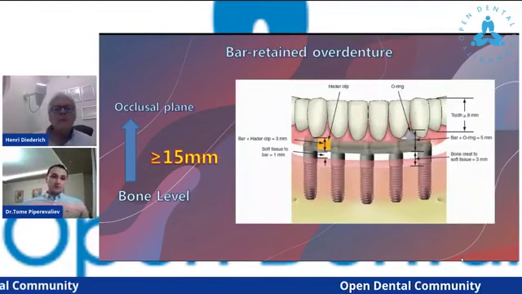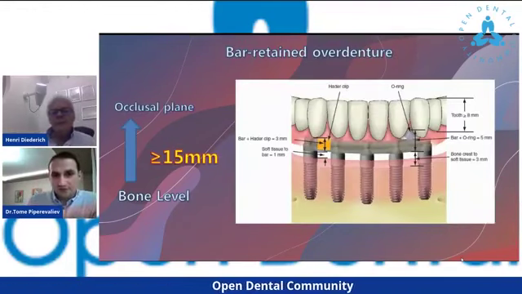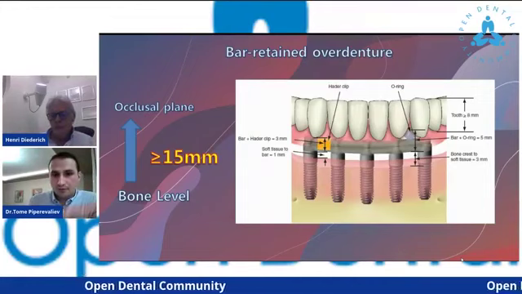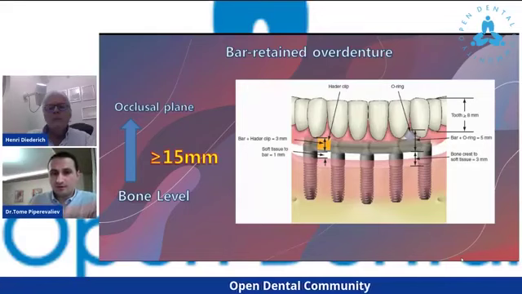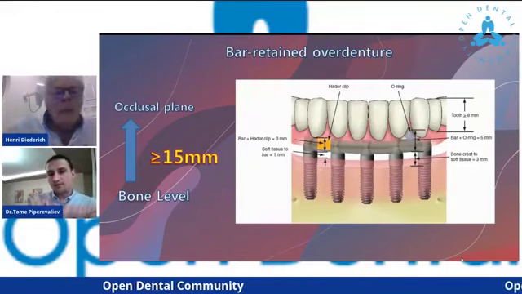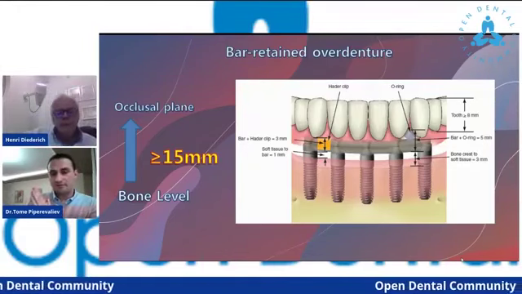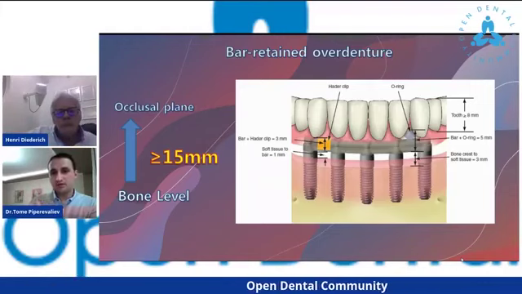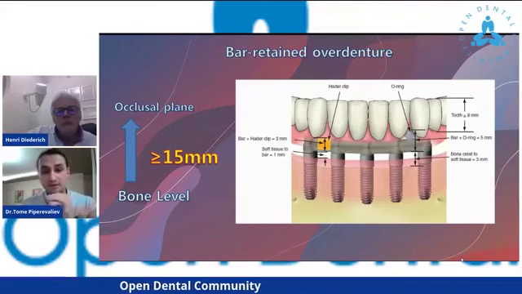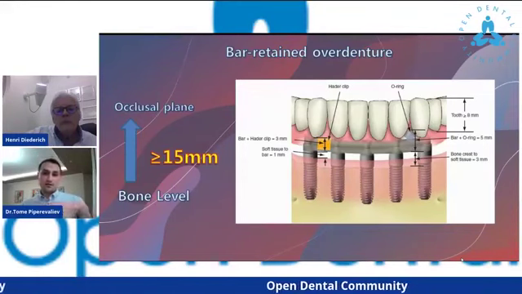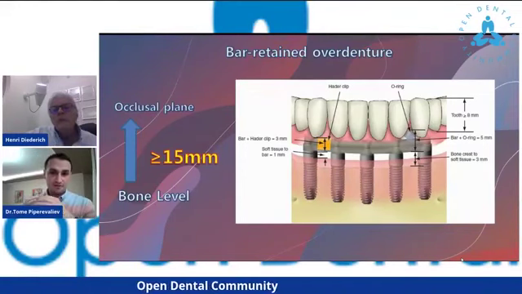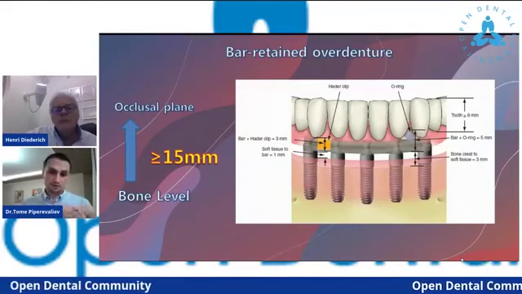I will show a bar retained overdenture, but this is a very important slide for me because when we are going to plan a bar retained overdenture, we must always keep in mind that we need 15 millimeters of space between the bone level and the occlusal plane. This space is needed to accommodate all the implant superstructures needed for the retention of the denture.